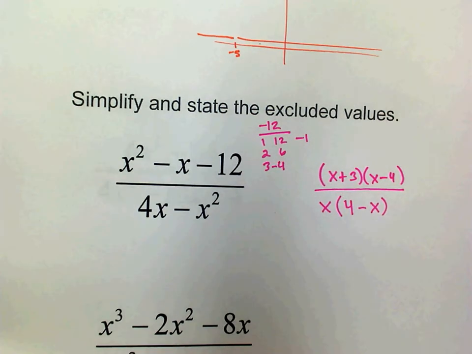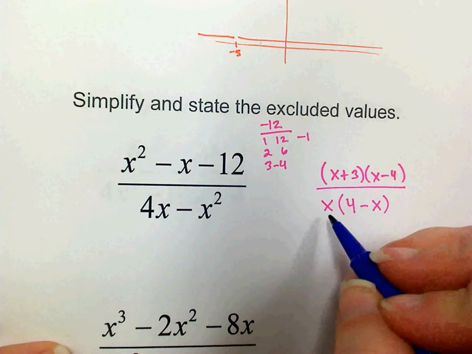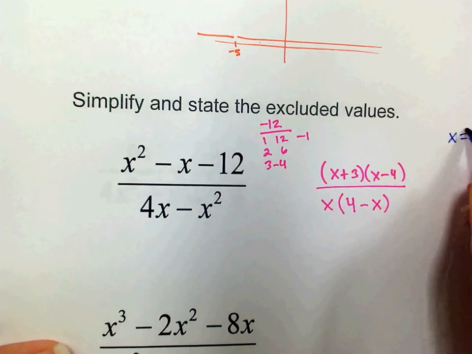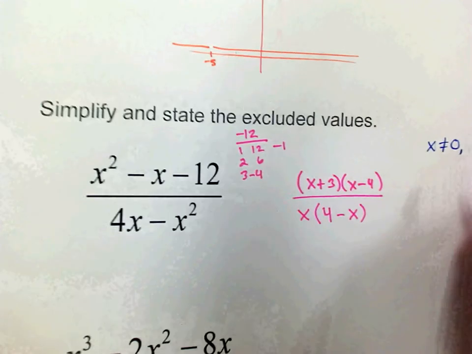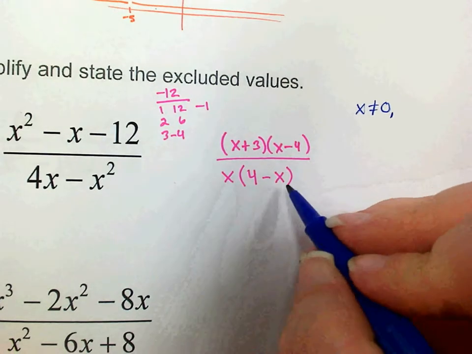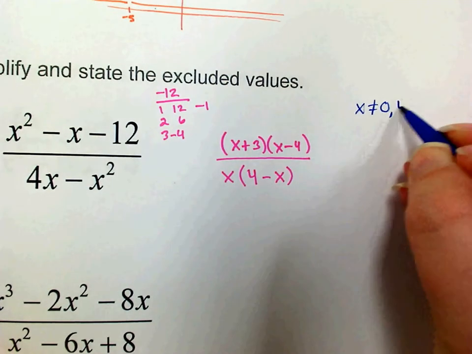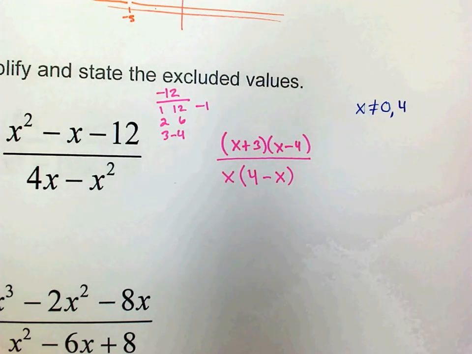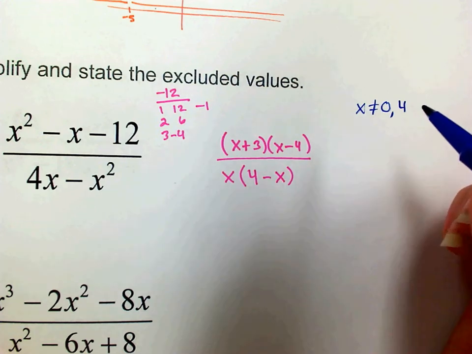Now, excluded values. I look at the denominator. What makes this 0? Well, a 0 right there would make everything 0. So x cannot equal 0. And then 4 minus what gives me 0? 4 minus 4 gives me 0. So, as far as excluded values, it's 0 and 4.